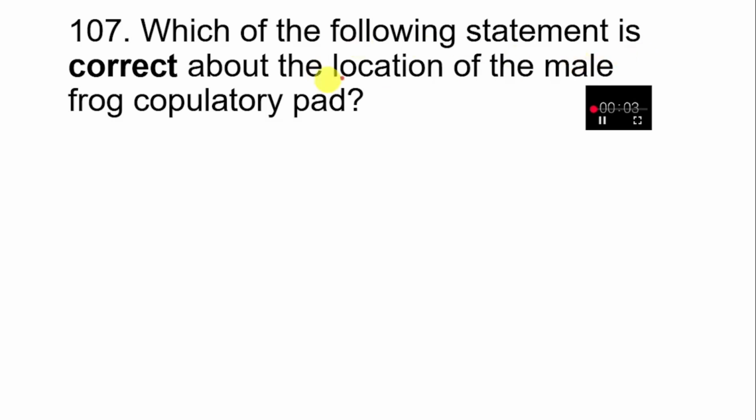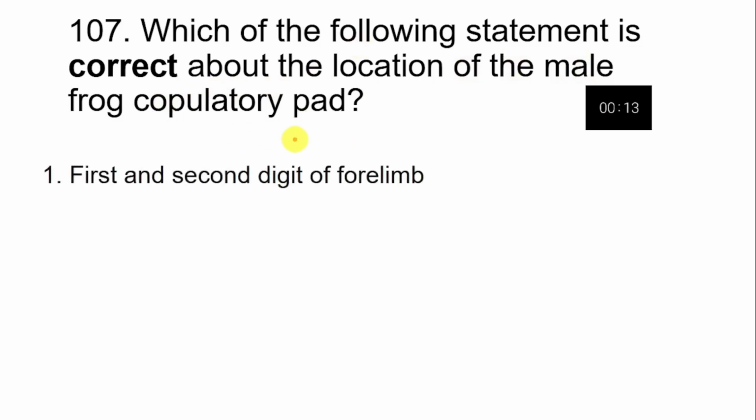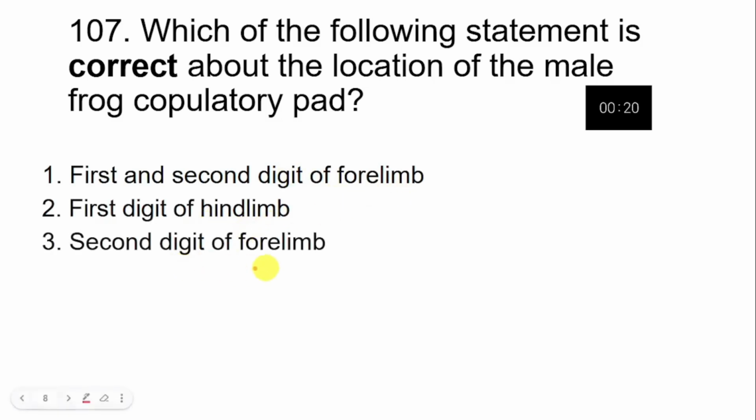Which of the following statement is correct about the location of male frog copulatory pad? It is present on the first digit of forelimb. First and second digit of forelimb, incorrect. First digit of hind limb, this is also incorrect. Second digit of forelimb, no. First digit of the forelimb, option 4.